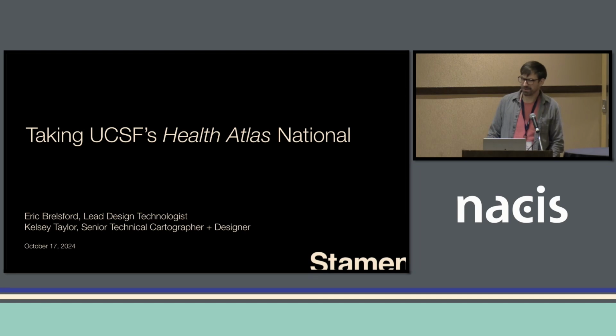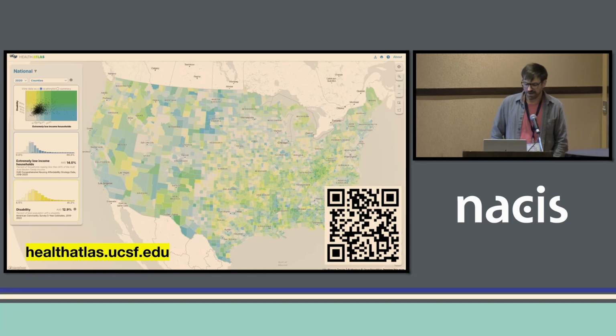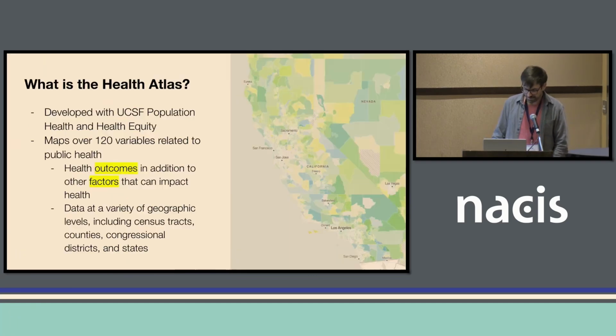We're going to be talking about public health mapping for a little bit here. So we're talking about a project called Health Atlas. We did this with the University of California, San Francisco, UCSF. The URL is right there, healthatlas.ucsf.edu. There's also a QR code here if you're interested.